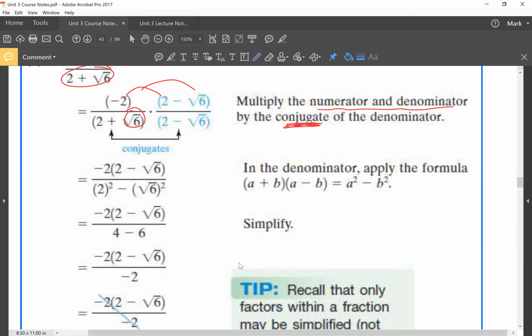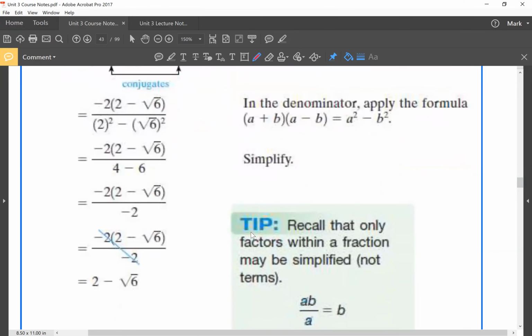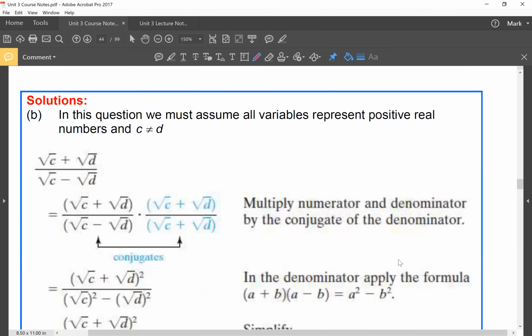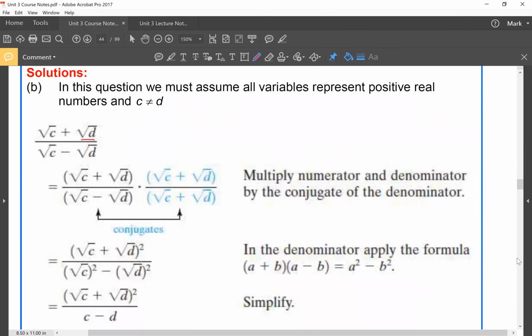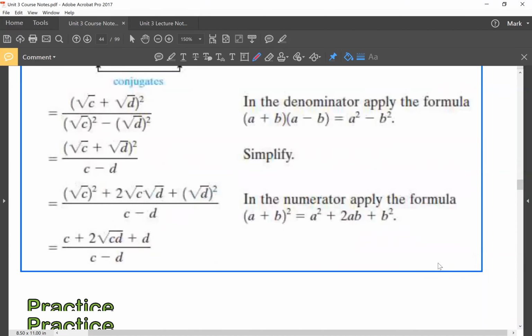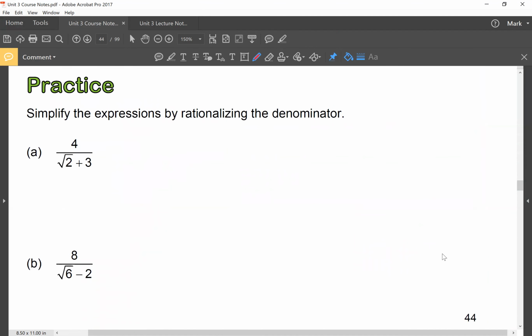I mean, I hate doing these because they're already solved. There's like nothing for me to write. Same thing for this one. Two terms on the bottom. So you multiply the top and the bottom by the opposite, the conjugate, and simplify. So let's do some, because again, I hate doing the ones that are already done. Let's do some together.